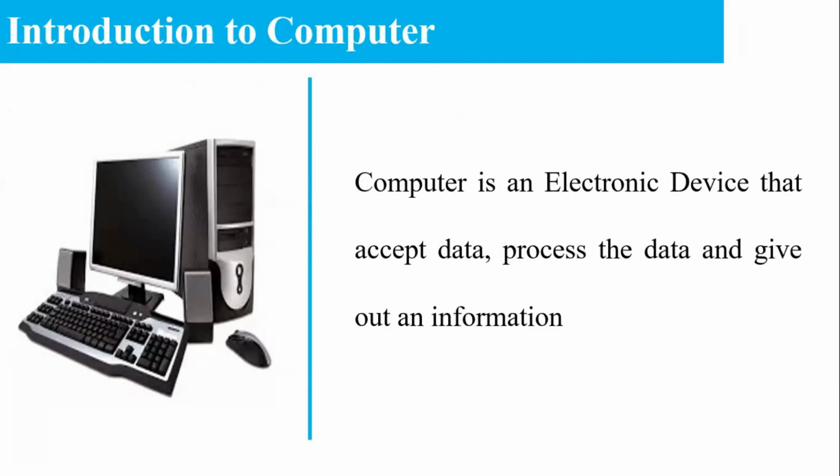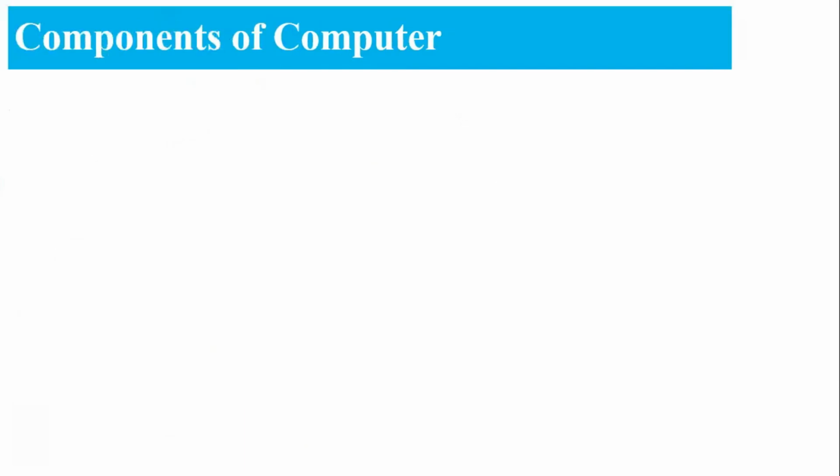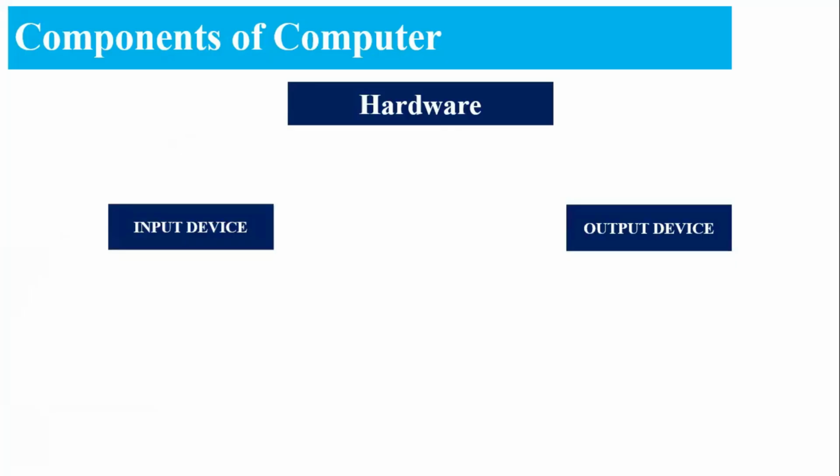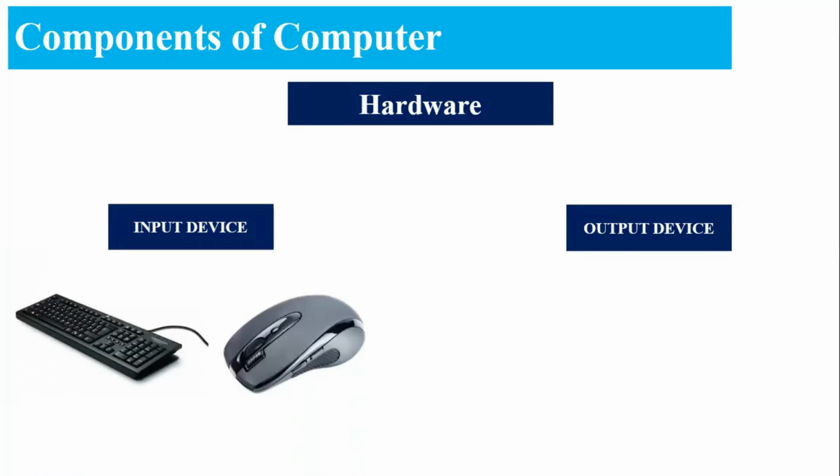So you just be explaining. Then after that, you move to the next slide, which is component of computer. So you just say component of computer, we have hardware. Then under hardware, we have input device, we have output device. Then you explain, okay, hardware is a part of computer that you can see and touch. So under part of computer, we have input device, we have output device. So under input device, for example, we have keyboard, we have mouse.